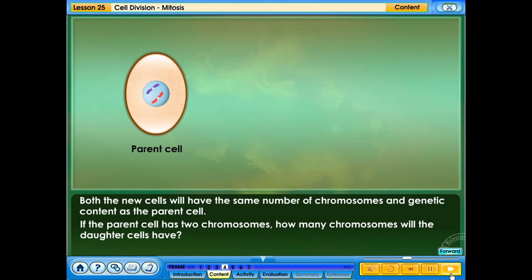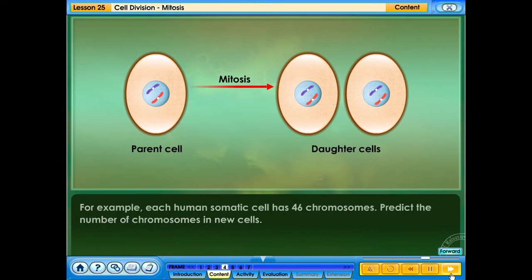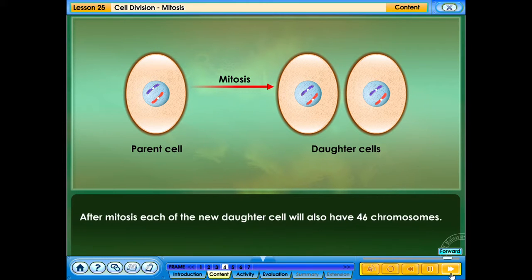If the parent cell has 2 chromosomes, how many chromosomes will the daughter cells have? The daughter cells have 2 chromosomes. For example, each human somatic cell has 46 chromosomes. Predict the number of chromosomes in new cells. After mitosis, each of the new daughter cells will also have 46 chromosomes.